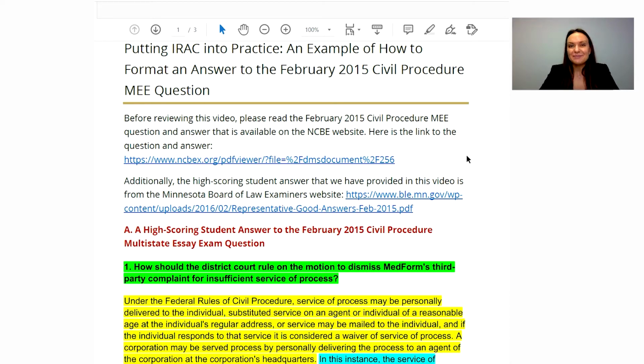Finally, some other housekeeping things to get out of the way. The high-scoring student response that we've included on this handout comes from the Minnesota Board of Law Examiners website. The Minnesota Board of Law Examiners website is an excellent resource because they publish or make available good student answers or high-scoring student answers, whatever you prefer to call them. So again, we've linked you directly to where we pulled this answer from. So when you continue to study, if you're looking for other good examples, you can check out that website and see if you find some that might help you out.